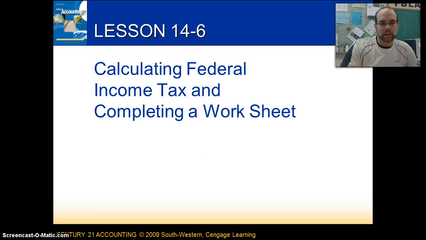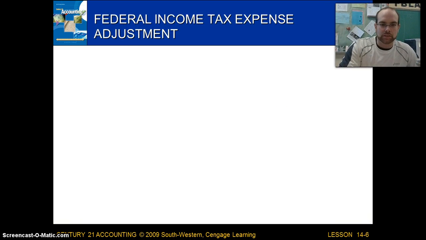And now we're looking at the final lesson, lesson 14-6. We're going to calculate federal income tax and complete the worksheet. So, federal income tax expense adjustment.